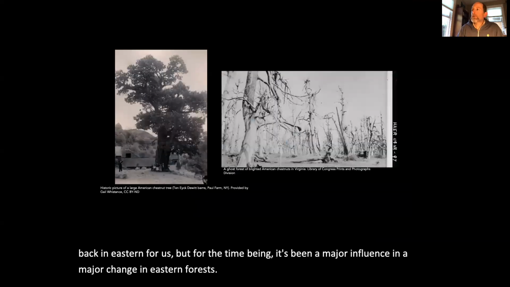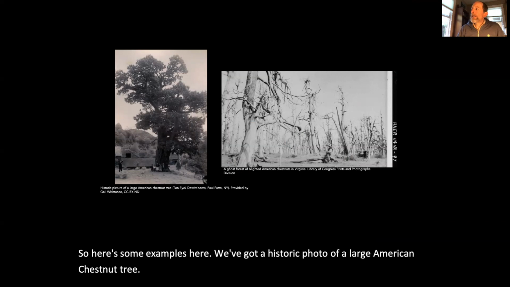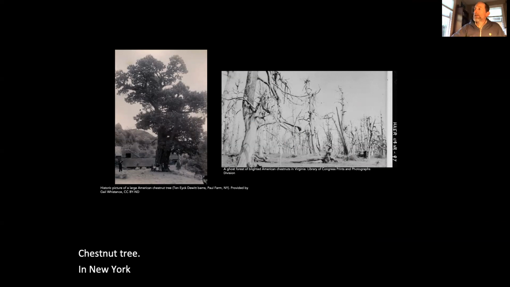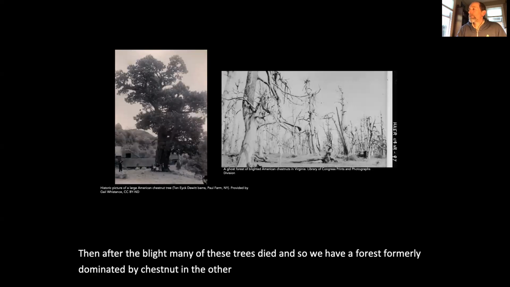So here's some examples. Here we've got a historic photo of a large American chestnut tree in New York. And similarly, here's another. Then after the blight, many of these trees died, and so we have a forest formerly dominated by chestnut in the other photo here, after chestnut had completely been wiped out.